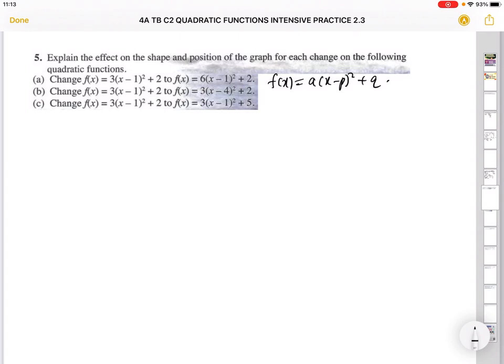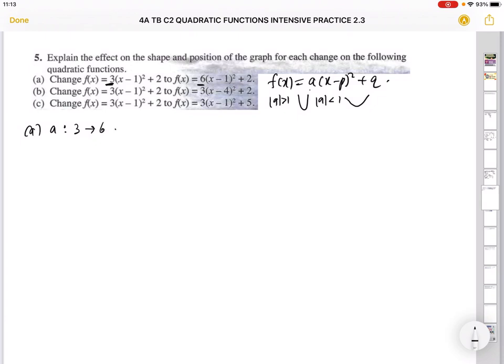So now a affects the shape of the graph. If the magnitude of a is more than 1, it's narrower. If the magnitude of a is less than 1, it's actually broader. But normally we use the term the width increases or the width decreases. So for part A, you can see what happened to my a. My a actually changes from 3 to 6, so my a actually gets bigger.